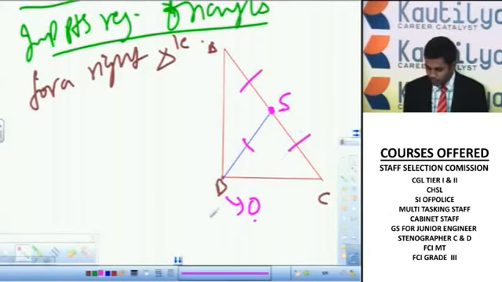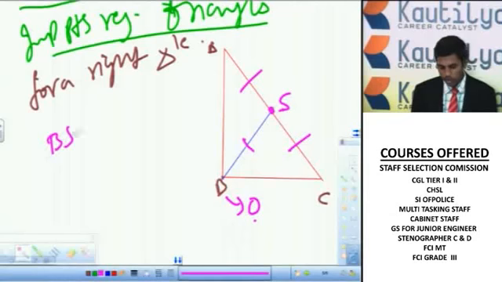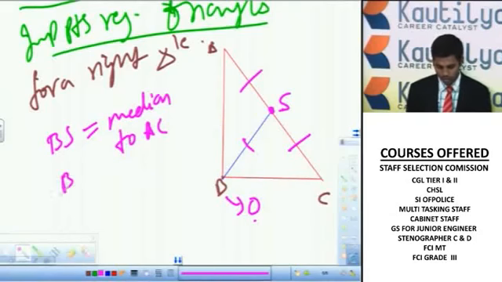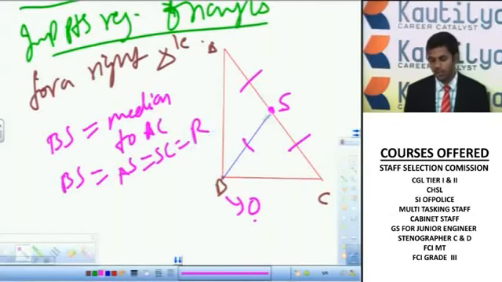Now we can also say that BS is a median to AC, because BS is dividing the hypotenuse into two equal halves, and if a line divides a side into two equal halves, then we can call it a median. So BS is the median to AC, and BS equals AS equals SC, which equals the circumradius, because the circumcenter is lying here.